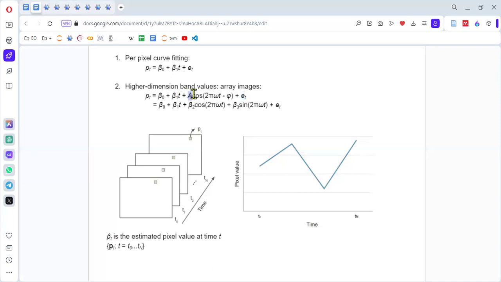And this A cosine, this whole term, represents the periodic component of the model. So A is the amplitude of the periodic component, indicating the magnitude of the oscillations. And this omega is the frequency of the oscillations. So that represents how many cycles occur per unit of time. And this phi is the phase shift, which indicates when in the cycle the oscillation starts. And this E sub t is the error term, which accounts for the random variations in P sub t.